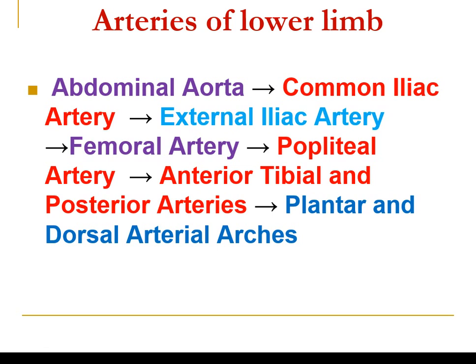Arteries of the lower limb. Abdominal aorta continues into the common iliac artery, right and left common iliac artery, common iliac artery into the external iliac artery, external into the femoral artery, femoral into the popliteal artery, subdivided into the anterior and posterior tibial arteries, and on the foot are formed the plantar and dorsal arteries. This is the direction of oxygenated blood along the arteries, from the abdominal aorta to the foot.